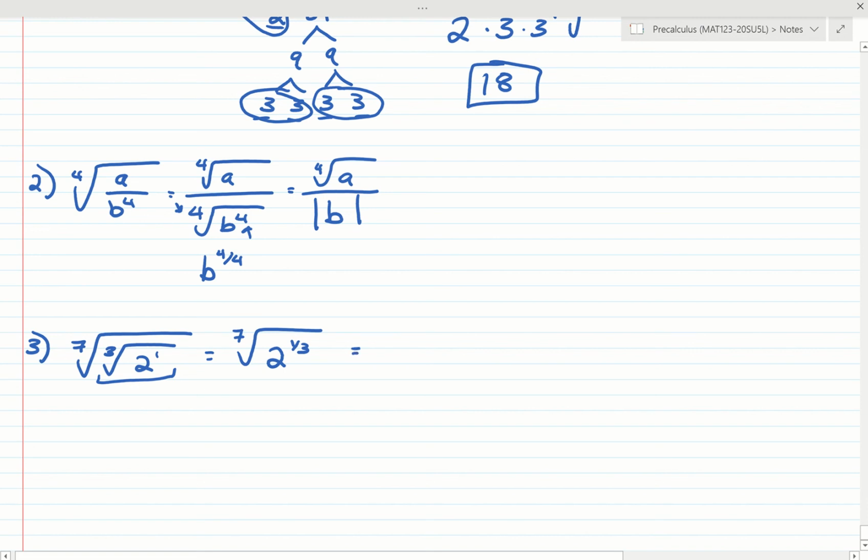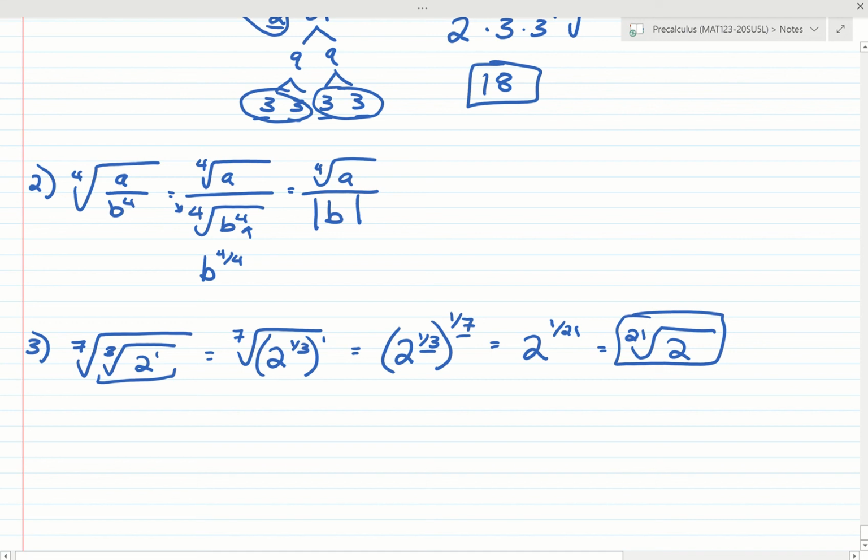Well, 7th root is really just 2 to the 1/3 to the 1/7 power. When you have a power to a power, you multiply. So this is 2 to the 1 over 21, or the 21st root of 2. So we're just using a bunch of different properties here. All right.